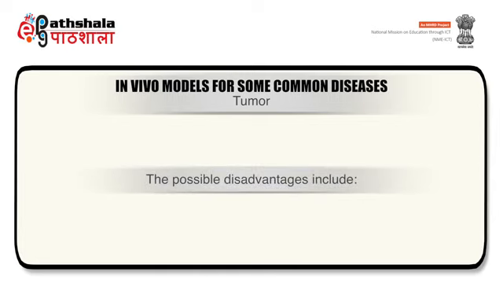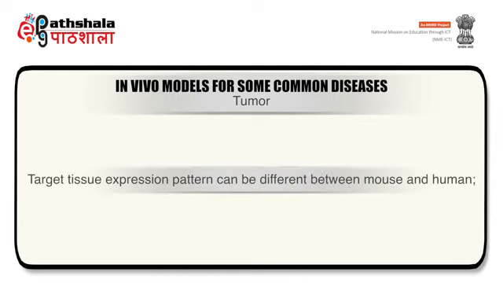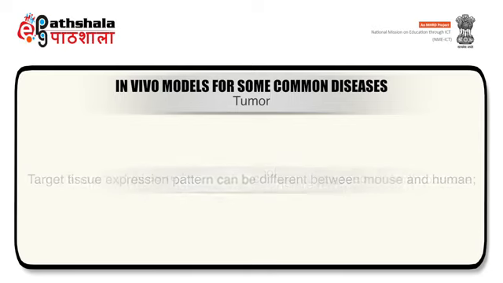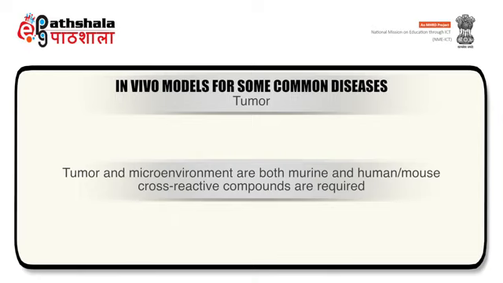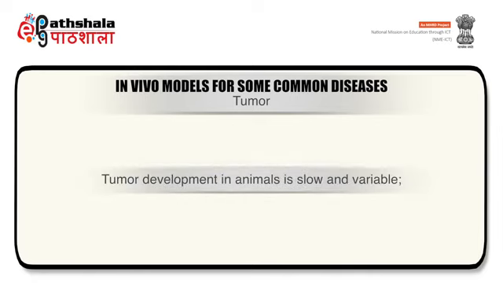The possible disadvantages include: first, target tissue expression patterns can be different between the mouse and the human. Second, tumor and microenvironment are both murine, and human or mouse cross-reactive compounds are required. The third is the tumor development in animals is slow and variable. It is a costly and time-consuming process. And the last is that the limited number of genes can be engineered.